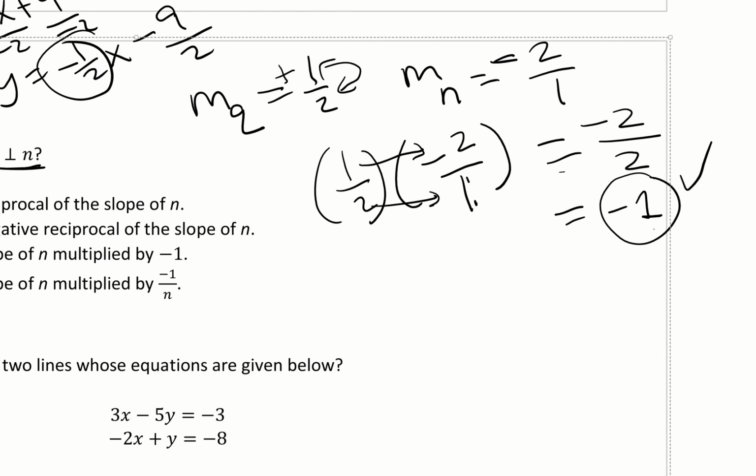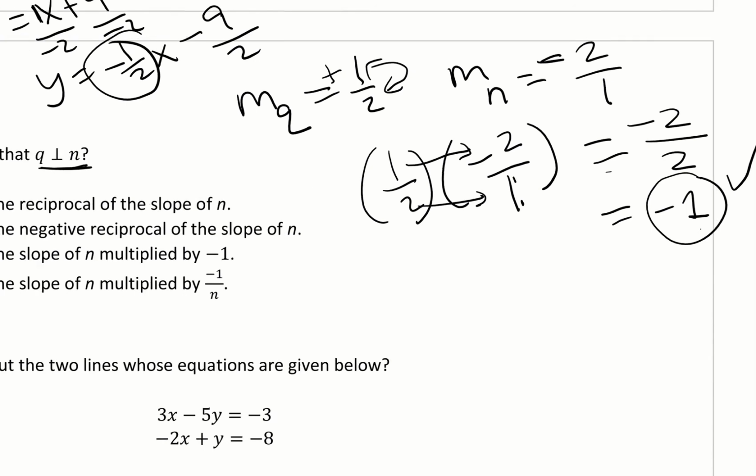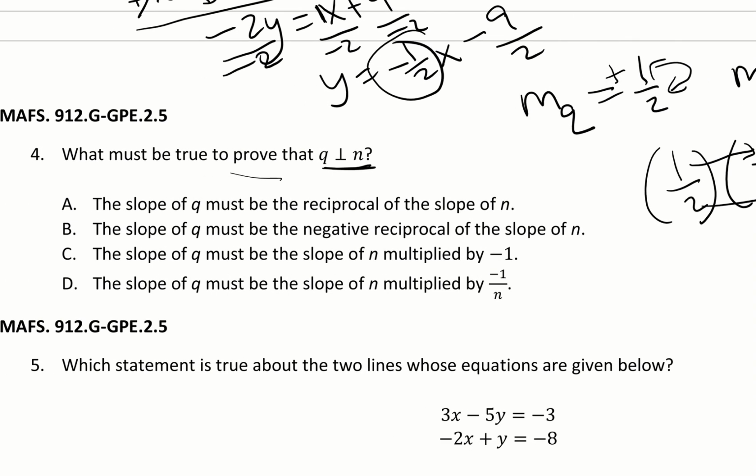So flip it is called reciprocal. Changing the sign is called finding the opposite. So we call it the opposite reciprocal or the negative reciprocal. So the slope of Q must be the negative reciprocal of the slope of N.